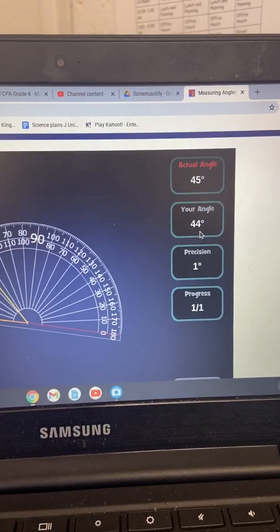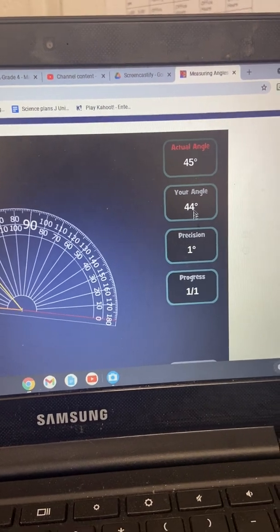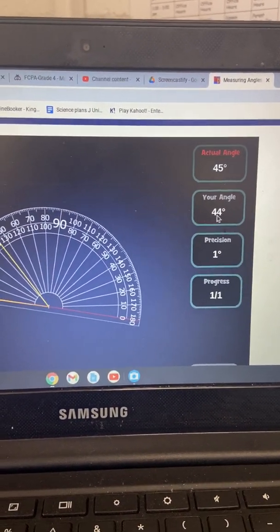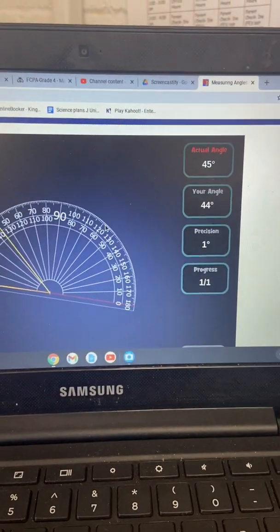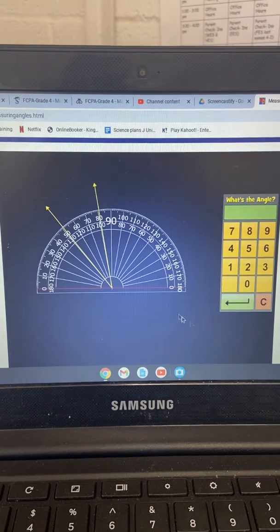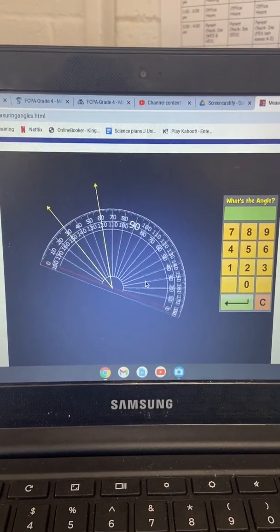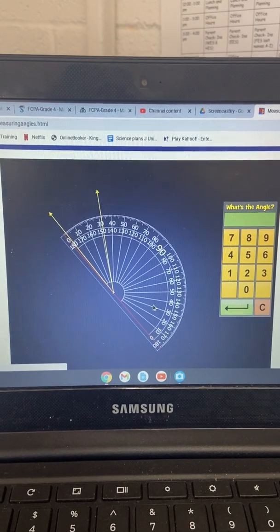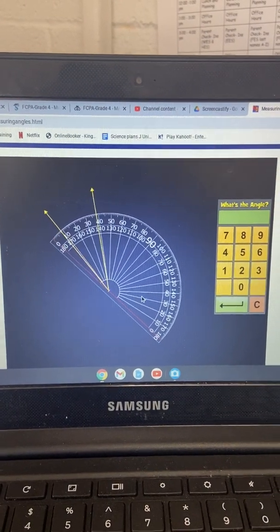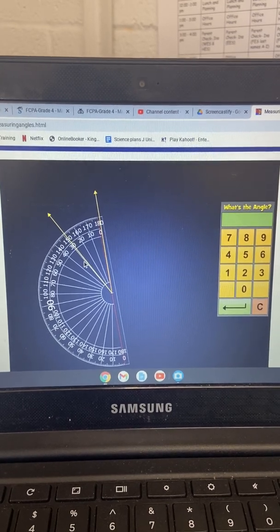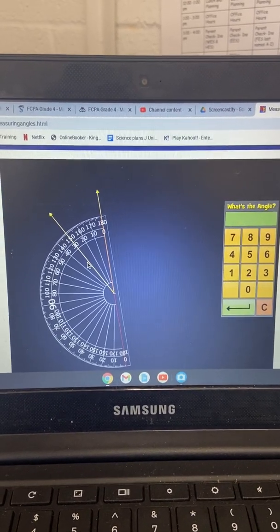I guessed 44. As long as you're within 5 degrees, so you could have been in the 40 to 50 range and it would have been okay. Sometimes it's really hard to get it exactly precise. But then you're going to click the arrow and go again. The thing that's super important is remember to make sure that you rotate your protractor so that one of your rays, and you could rotate it the other way, is on the red line, but one of them has to be on the red line.